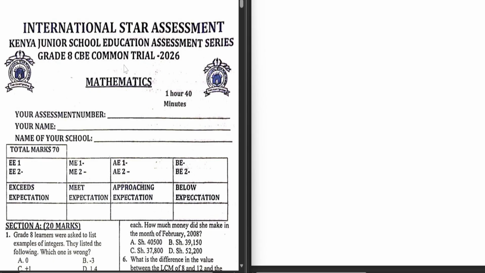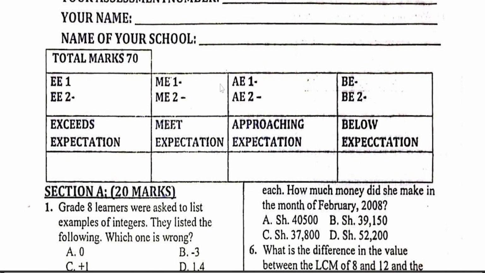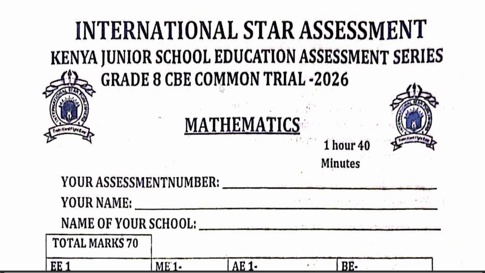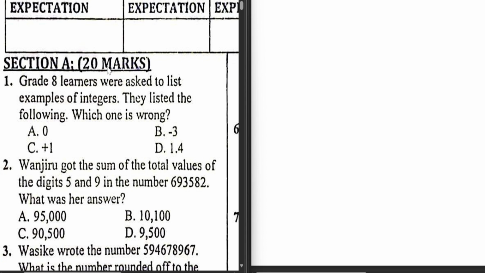Today we will do the International Star Assessment. Let me show you the full paper as it looks. You have seen the paper is 40 minutes, an easy paper for grade A students only. Now let's go to where we want. Let's start without wasting more time.